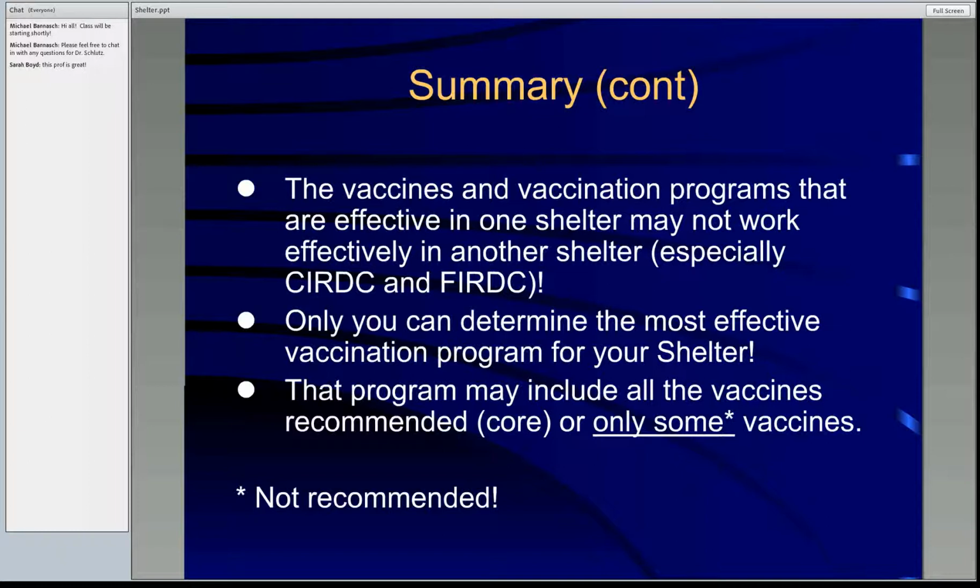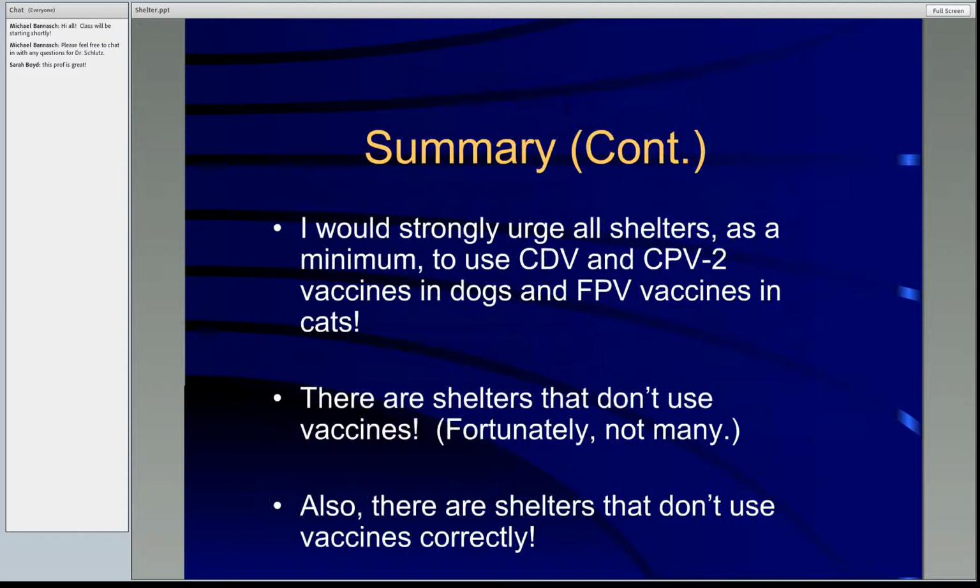The vaccines and vaccination programs that are effective in one shelter may not work effectively in another, especially for the infectious respiratory disease complexes. So you're going to have to work that out, and you can determine what is most effective. Some of the programs may include all the recommended core vaccines, or only some of the core. I would strongly urge that all shelters, as a minimum, use distemper and parvo vaccines in dogs and parvo in cats. That would be the minimum.